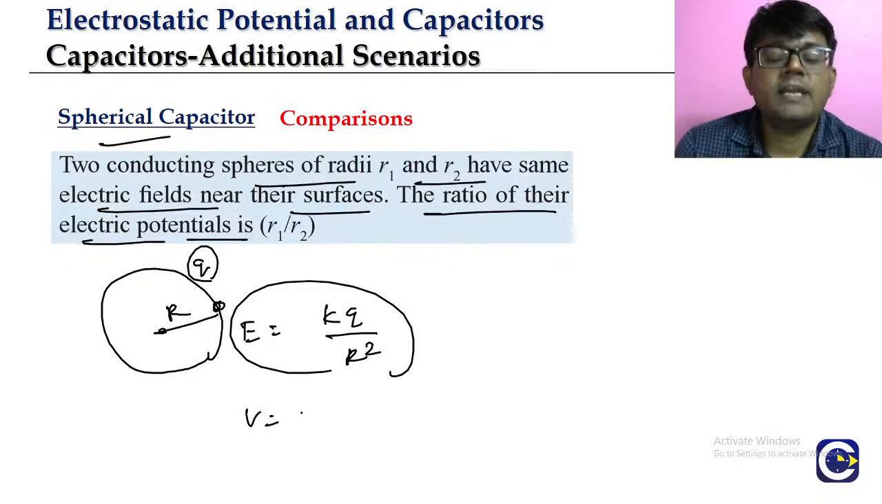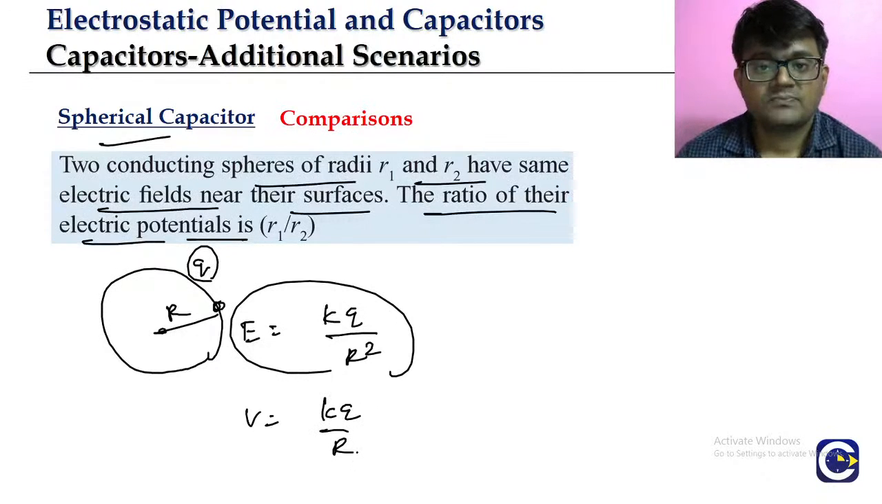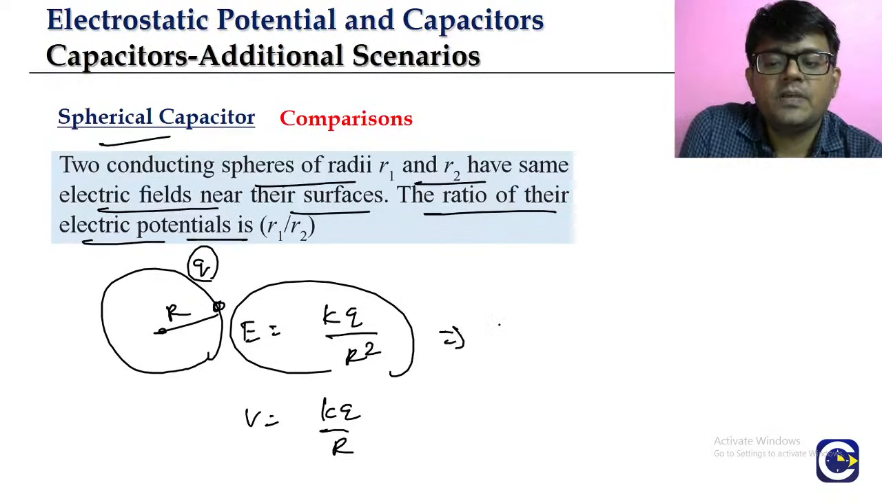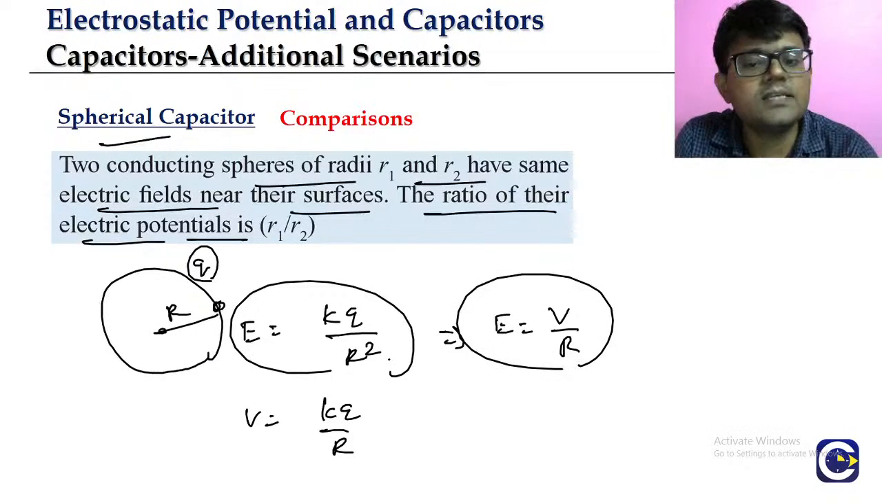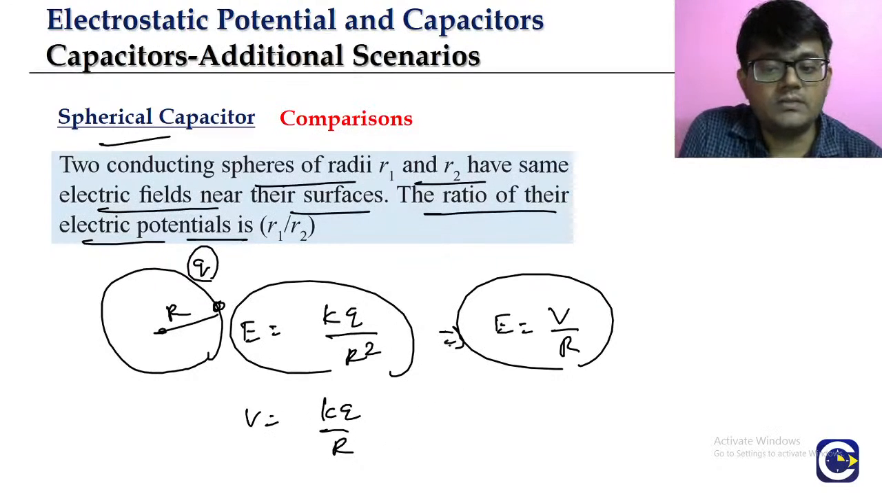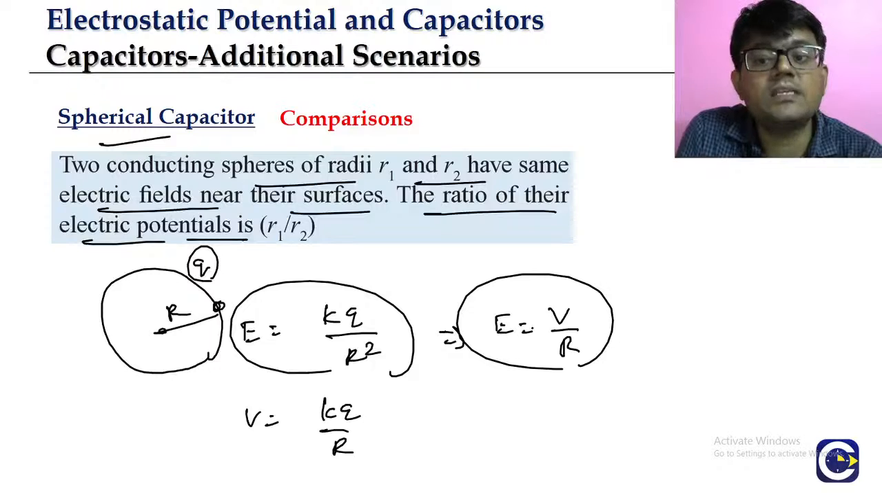So look, what is the electric potential formula? kq by r. Okay, so now what is the comparison between them? E is equal to what? V by r. Because E is equal to kq by r square, and V is kq by r. So if we compare, what is the relation we are having? E is equal to V by r.